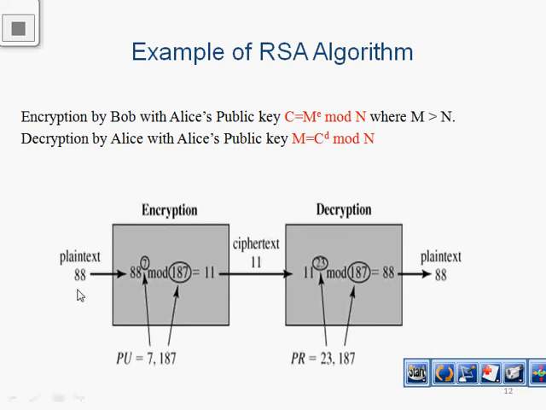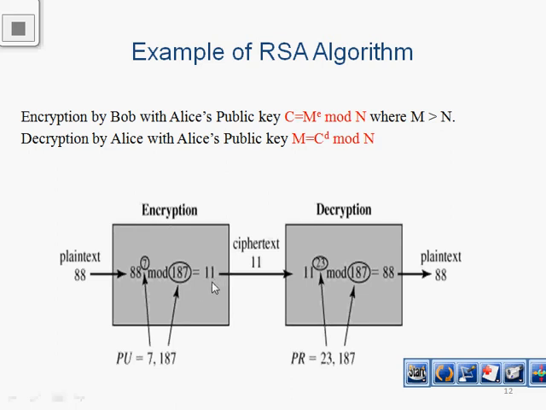Now the plain text input value is 88, encrypted by Bob with the public key using the C is equal to M power E mod N formula. See, 88 is the input. For the encrypted value, we compute 88 power 7 mod 187, and the value is 11. This value is transmitted to the receiver side. This is called the ciphertext.